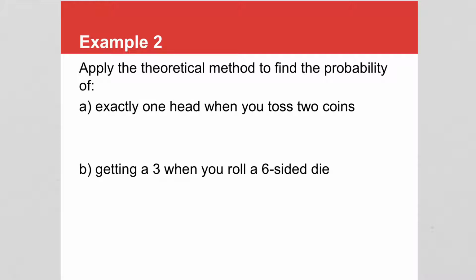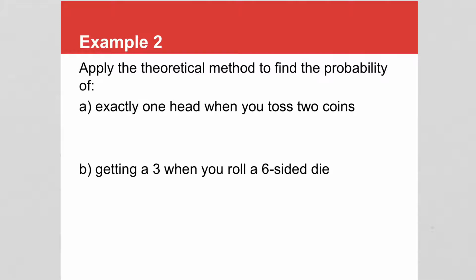And theoretical is just what it says it is. According to theory, what would the probability be? Empirical is when you do an experiment and then find the actual probability according to your experiment. Apply the theoretical probability to find the probability of getting exactly one head when you toss two coins.